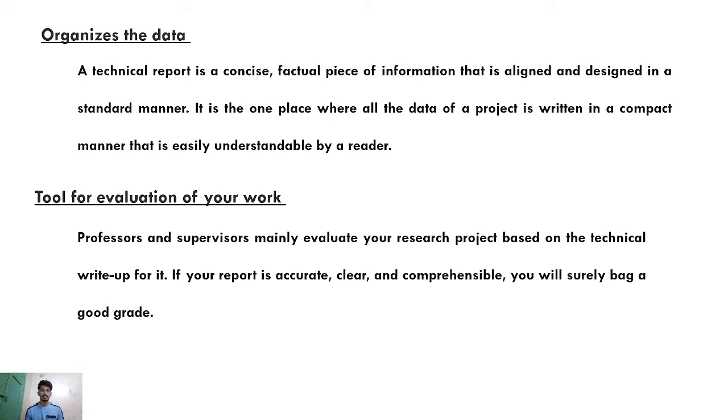Organizes the data. A technical report is a concise, factual piece of information, designed in a standard manner, so that the reader can easily understand the points that are most important to grasp. Tools for the evaluation of your work. Professors and supervisors are asked to accept the technical paper we have written, so the paper should be clear, accurate, and comprehensible.